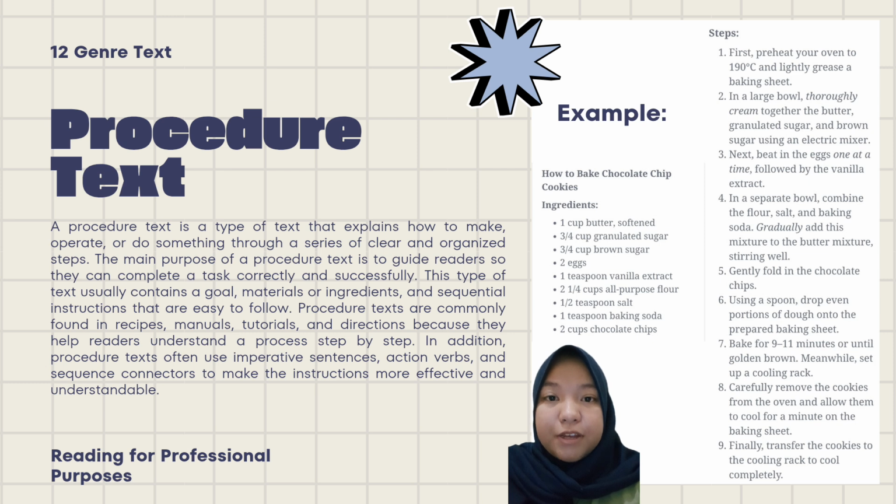First, I will explain about procedure text. A procedure text is a type of text that explains how to make, operate, or do something through clear and organized steps. The purpose of this text is to help readers complete a task correctly and easily. Procedure texts are usually found in recipes, tutorials, instructions, and manuals because they guide readers step by step. The example of procedure text in this video is how to bake chocolate chip cookies.